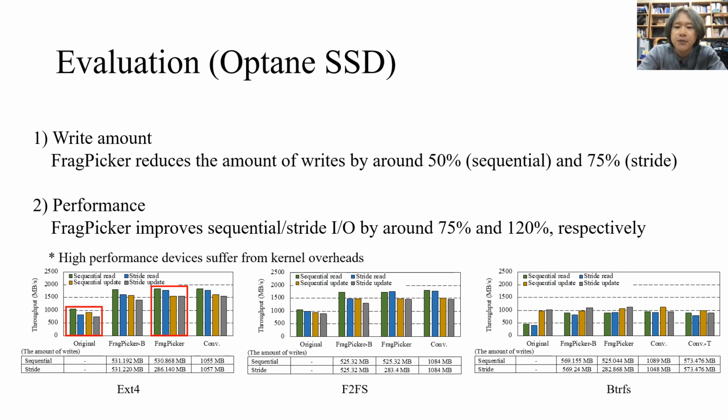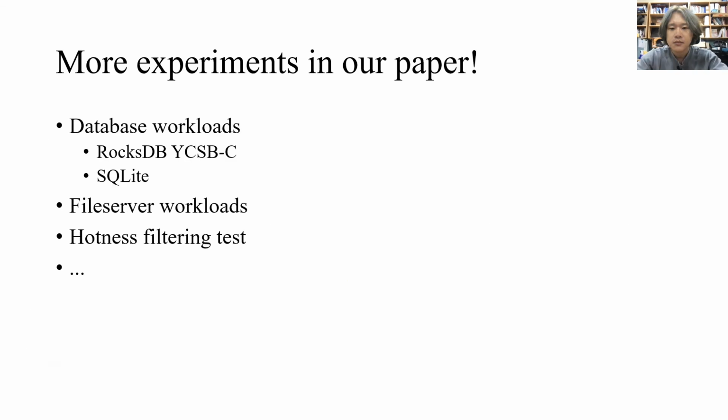In the case of Optane SSD, FragPicker could achieve around 120% performance improvement at most. It is because Optane SSD is high-performance storage, and the additional kernel overhead caused by request splitting is more noticeable. Here, in the case of sequential reads, the performance gap between FragPicker and E4 Defrag is only around 0.1%, while FragPicker reduces the amount of writes by approximately 50%. More experiments including database and file server workloads can be found in our paper.